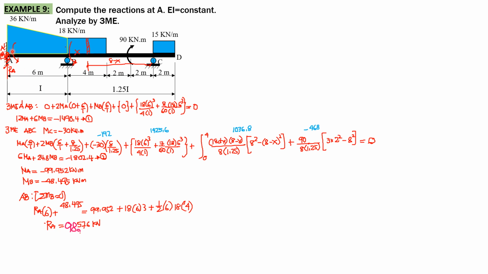And the length of A prime A is about 0. So apply three moment equations in A prime AB. So we have moment at A prime 0 plus 2 times moment at A, quantity length of A prime A, which is 0, plus length of AB, which is 6, divided by 1 divided by I, which is just 1, plus moment at B times 6 over 1.